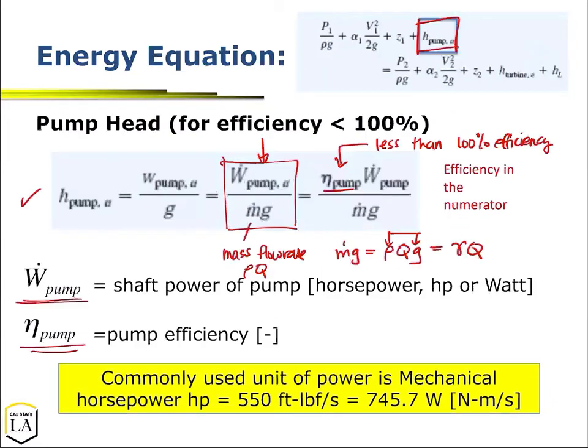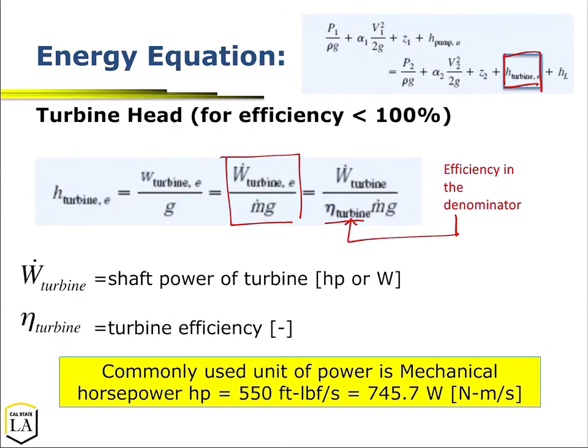So for a pump, the efficiency parameter is in the numerator, but for a turbine, the efficiency parameter is in the denominator. So make sure that you make a note of that. And also note that m dot g could also be written as gamma q.